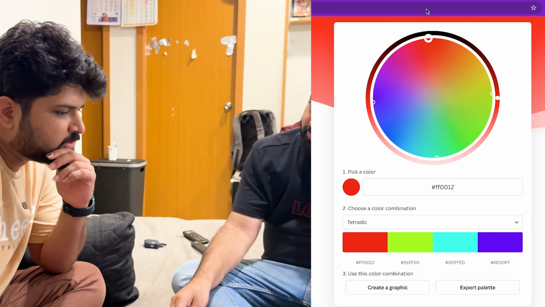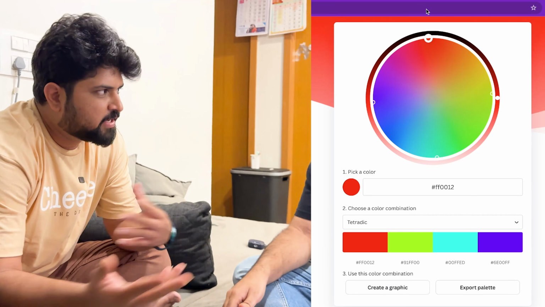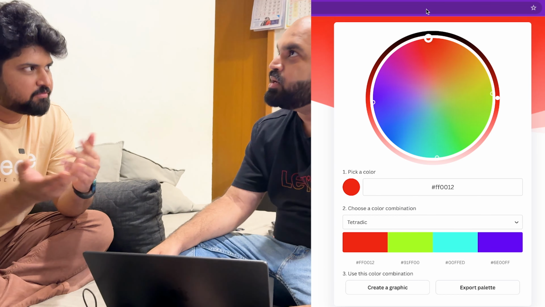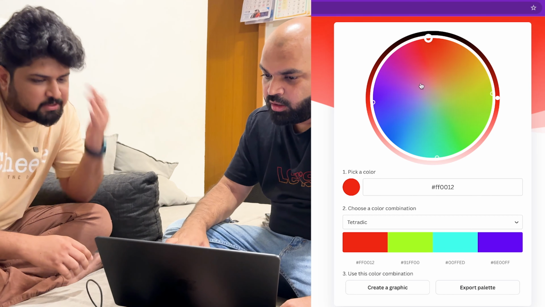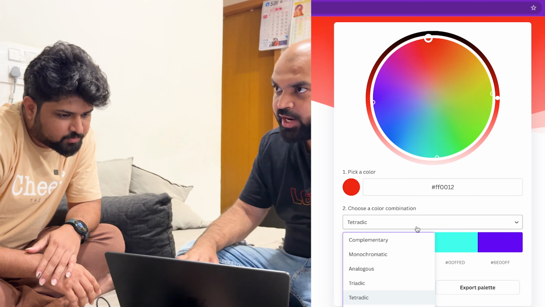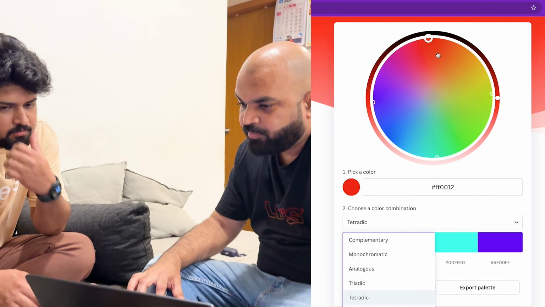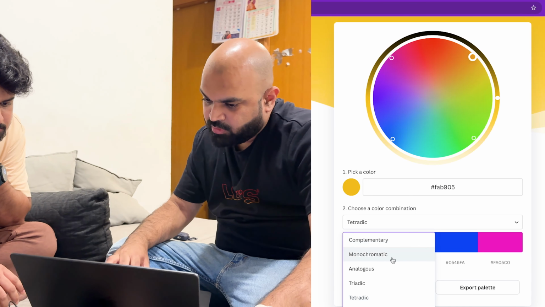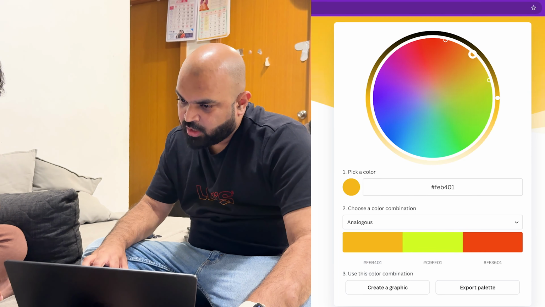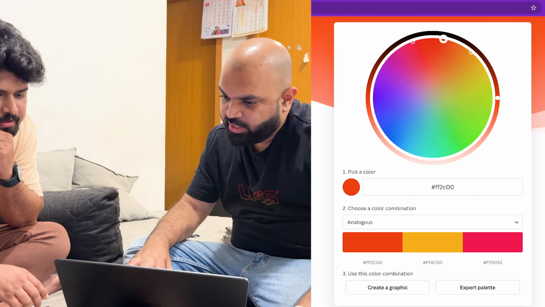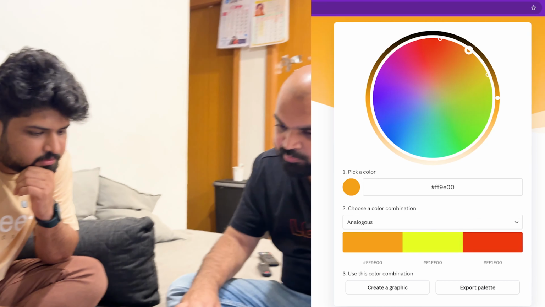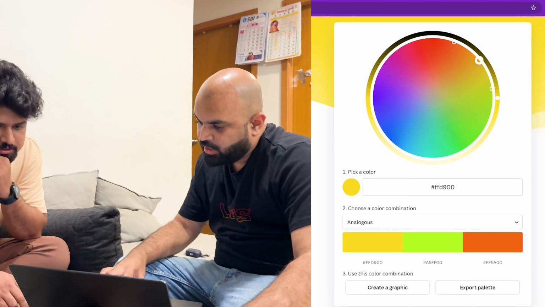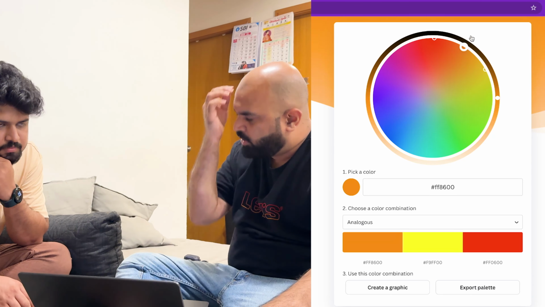So if I say, for example, in our tradition red and yellow go really well together. I'm just thinking of something. If red and yellow go very well, red is around here, yellow is somewhere around here, isn't it? So I'm thinking they will be in an analogous relationship. There is red and yellow over here. For yellow, red is also coming as an analogous color. Okay, so that's one thing.